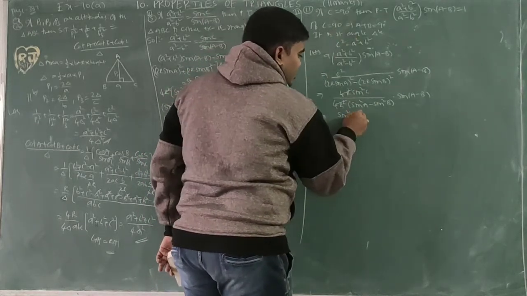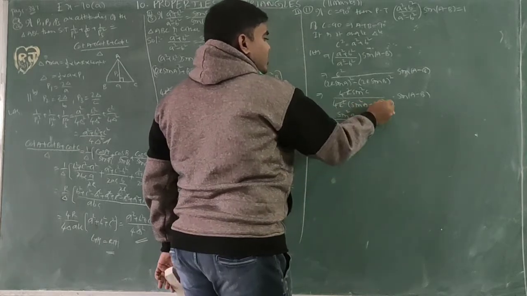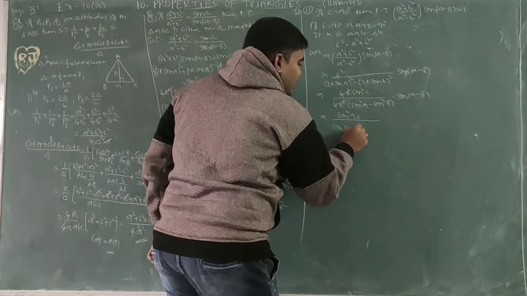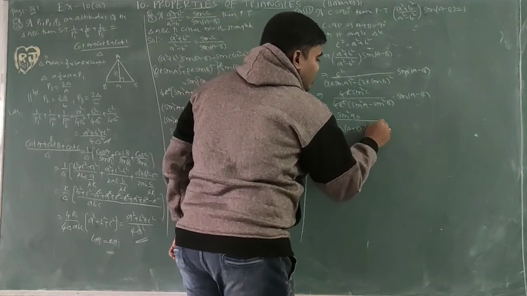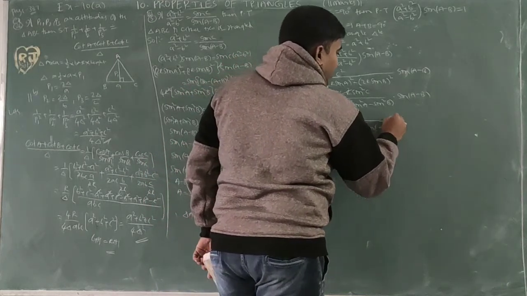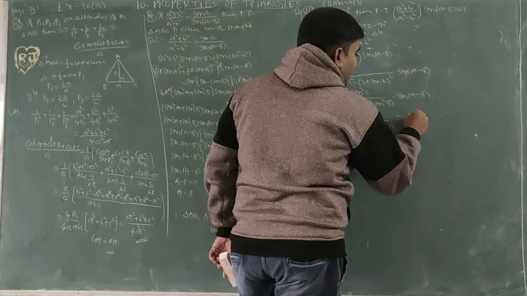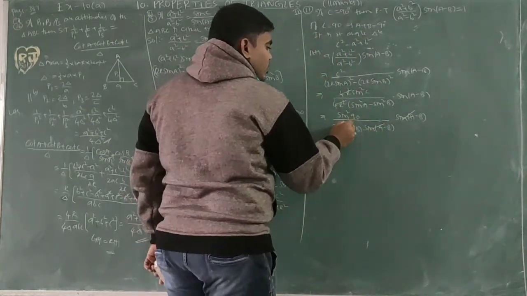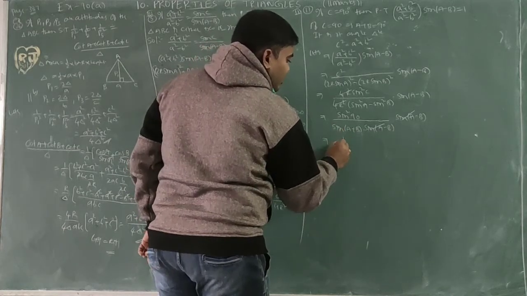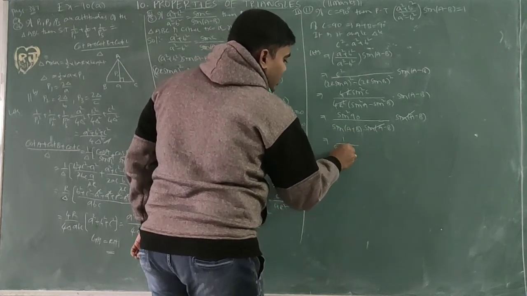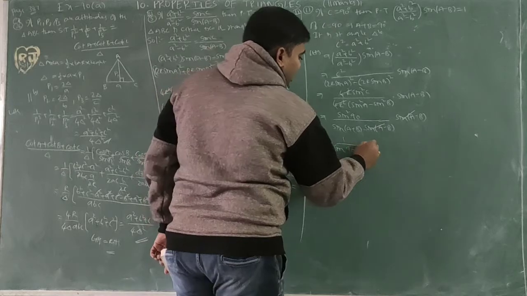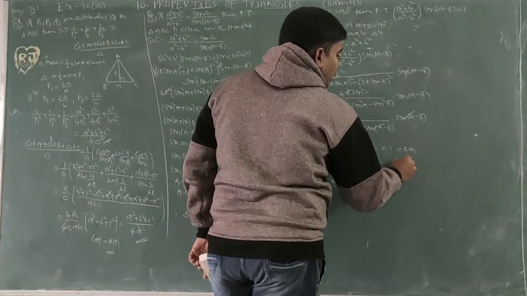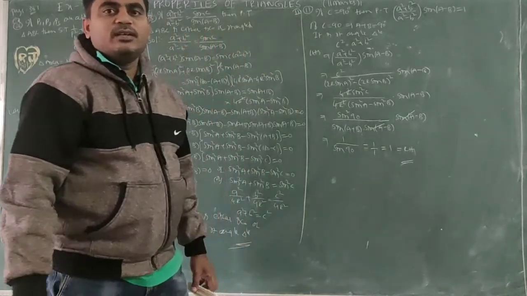So sin²90 over (sin²A − sin²B) times sin(A − B), which is sin(A + B) times sin(A − B) times sin(A − B). Sin(A − B) gets cancelled. So sin²90 over sin(A + B), and sin 90 value is 1, so 1 by 1 is 1. This is equal to the RHS. So this is the required solution.